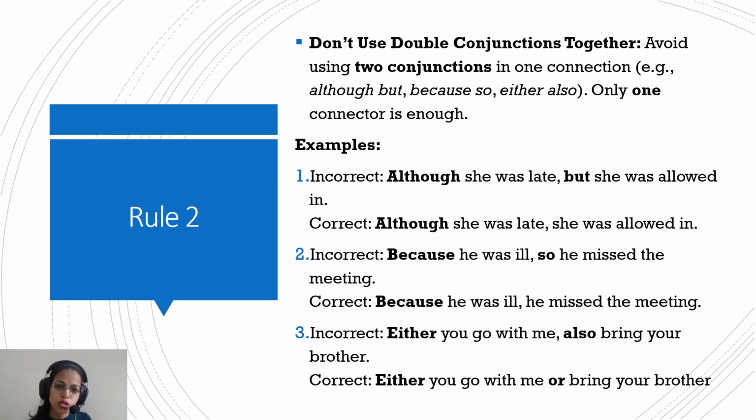One conjunction is enough to give the meaning. Either you go with me, also bring your brother. No, either you go with me or bring your brother. So either-or, neither-nor, we know these are correlative conjunctions. They are used in pairs. So that is all right.